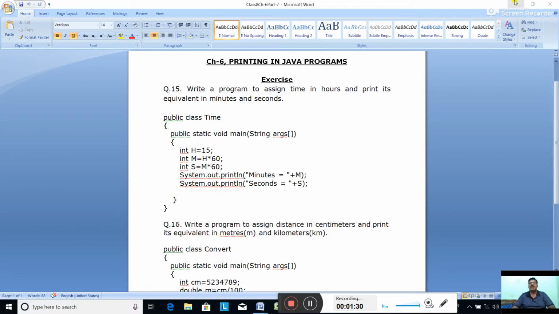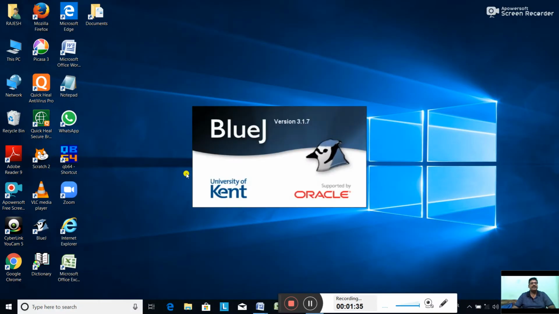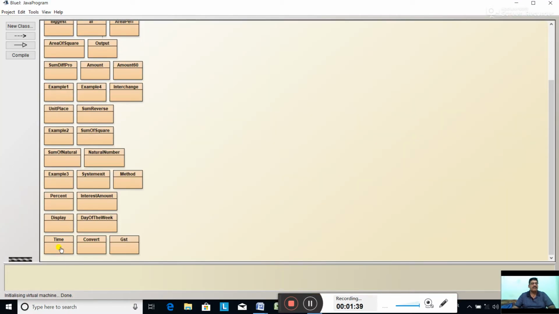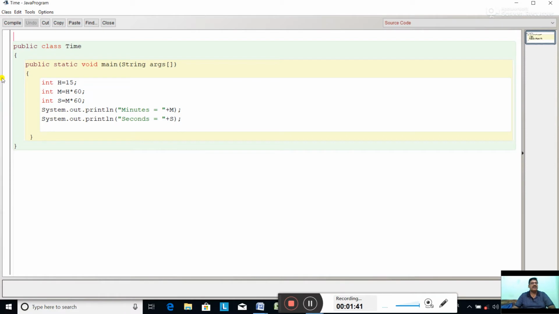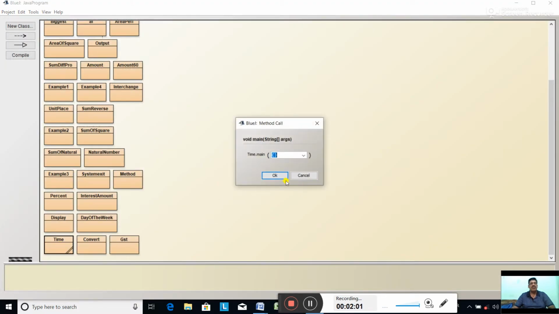Now let us see this program in Java. Open BlueJ. Program is time. Open. Same program, public class time, int h equal to 15, m equal to h into 60, int s equal to m into 60. First converting hours into minutes and that minute into seconds and printing. Compile. No syntax error. Close. Right click. Void main. OK.